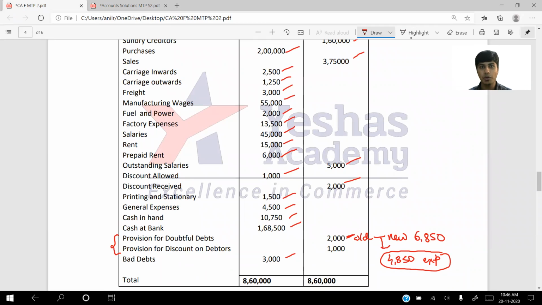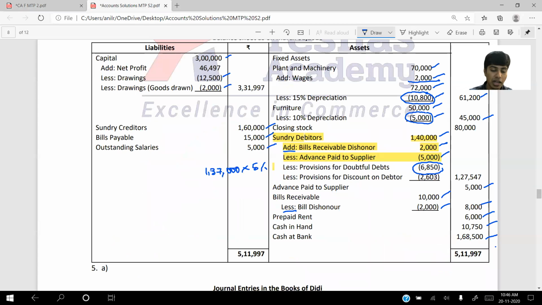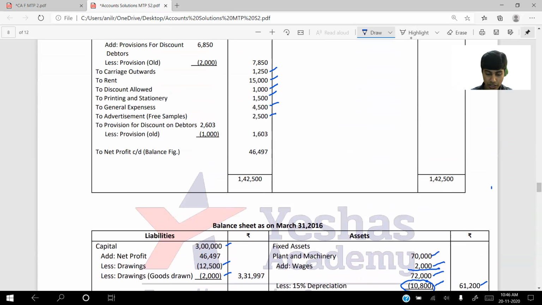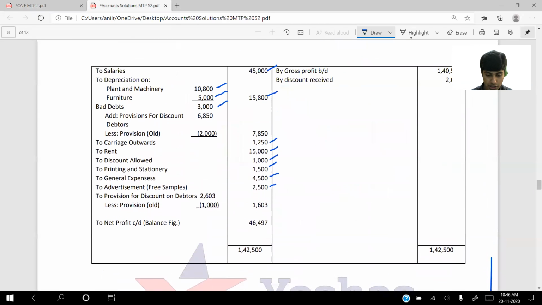So what is the additional provision being created during the year? 4,850. This will be an expense in the P&L account. I will show it to you. 4,850. Where is it?